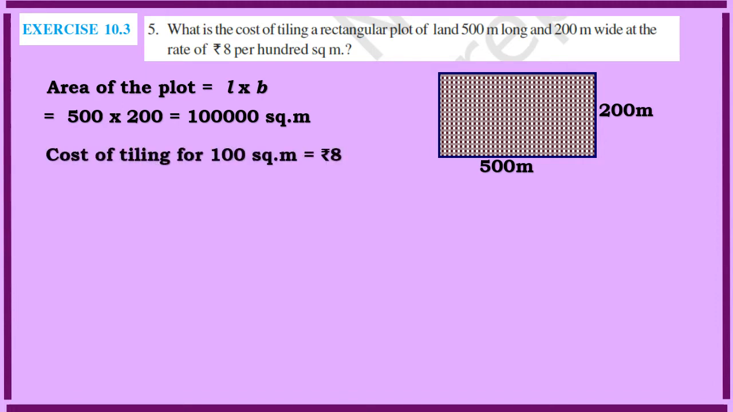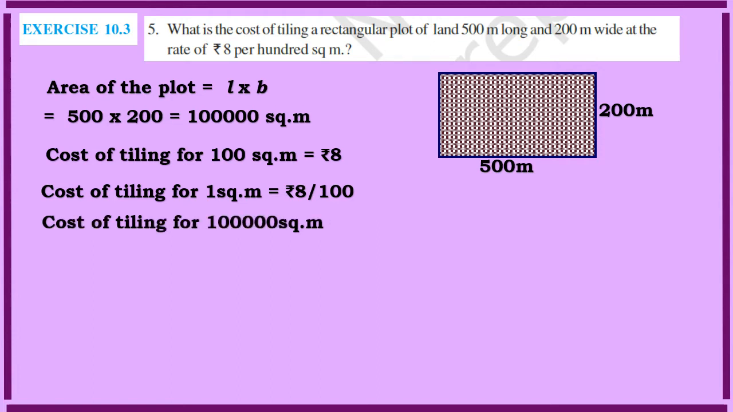So cost of tiling for 100 square meter is rupees 8. So what is the cost of tiling for 1 square meter? If many is given and you have to find one, what do you do, children? You have to divide. So it is 8 by 100. So what is the cost of tiling for 1 lakh square meter? 1 is given and to find many, you have to multiply. That means 8 by 100 into 1 lakh, zeros you can cut. So what will we get? 8,000 rupees. Next question.